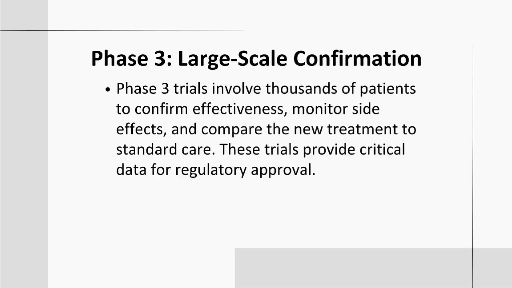Section 8. Large-scale confirmation. In Phase 3, trials expand significantly, involving thousands of patients. The goal is to confirm the drug's effectiveness in a broader population and compare it to existing treatments. The primary objectives include determining the drug's long-term safety and efficacy, comparing it against the current standard of care, collecting data for regulatory approval submission. Phase 3 trials are randomized, double-blind, and multi-center studies, ensuring the highest level of scientific rigor.